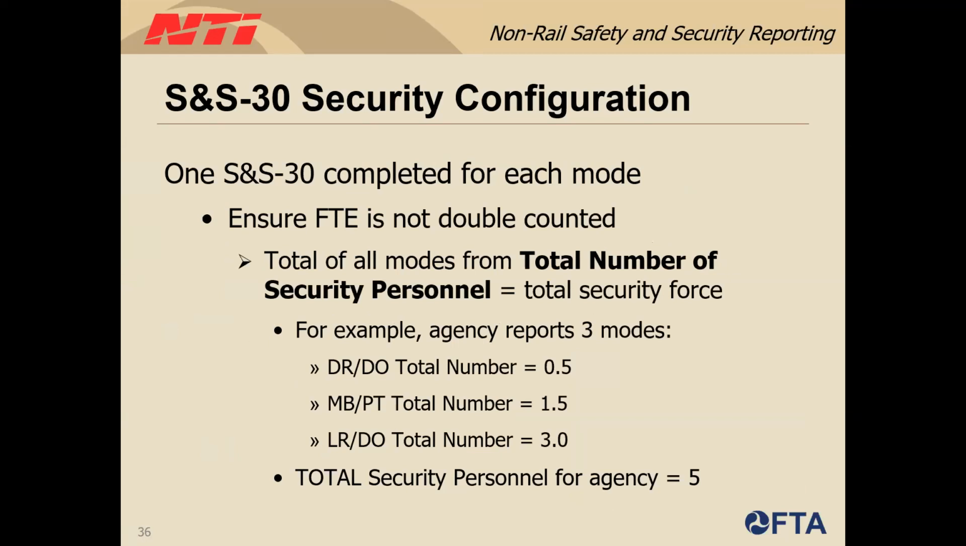For example, for your demand response, the DR mode, let's say there's 0.5 personnel. For your fixed route bus, you've indicated a count of 1.5 personnel for that mode, and for your light rail, your LR mode, you've indicated you have 3. So that means that the total security personnel for that agency is a total of 5.